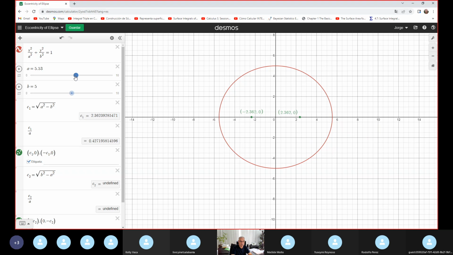If you put A and B exactly the same, look at what happened with the distance. The focal distance is 0 and eccentricity is 0. Okay, so what is the conclusion? The conclusion is a circle is a particular case of the ellipse in which the eccentricity is 0, because the focal distance is 0. So actually we have no two foci, we have only one that is coincident with the center of the circle.